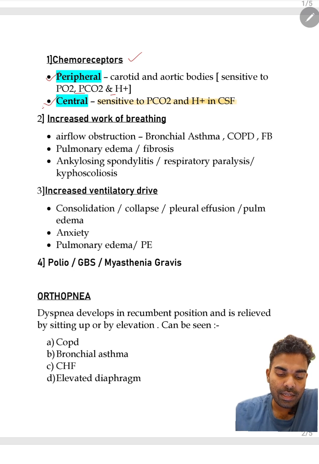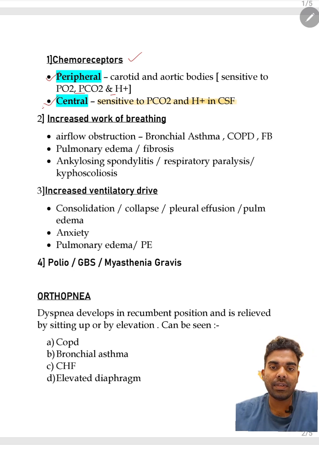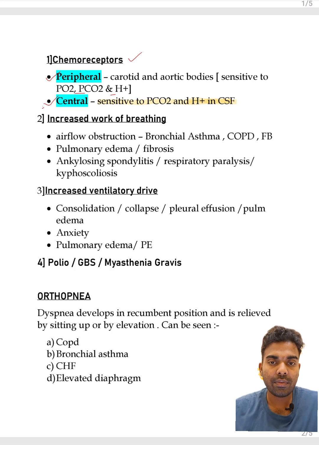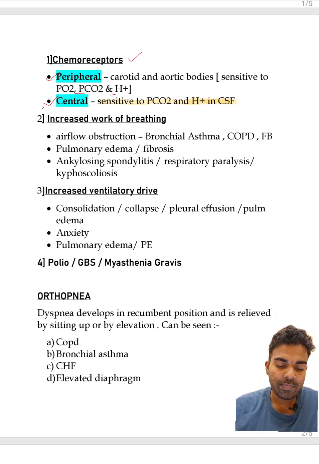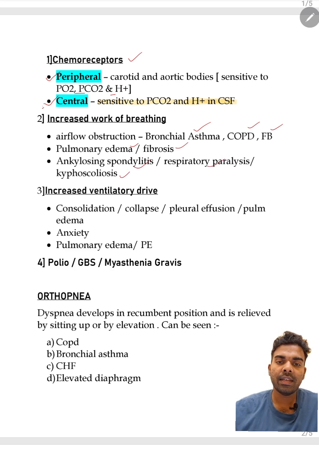Next would be increased work of breathing. That means we should give an increased effort for getting a little bit of air. It includes airflow obstruction in conditions like bronchial asthma, COPD, or a foreign body lodging in our airway. It could be pulmonary edema or fibrosis, or it could be ankylosing spondylitis, respiratory paralysis, or kyphoscoliosis. Any of these conditions could cause an increased work of breathing.